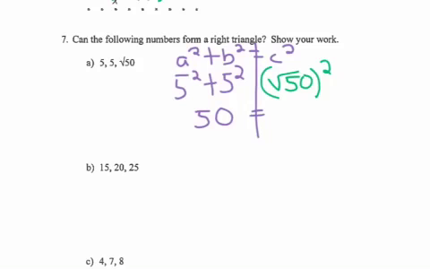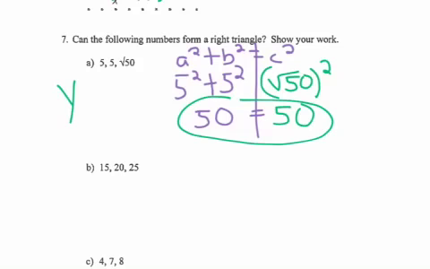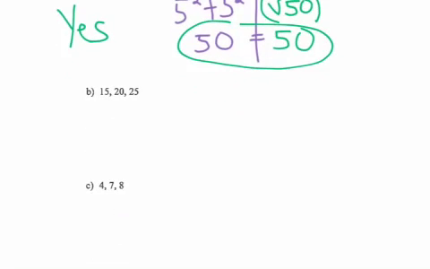And in my calculator, if I take the square root of 50 but then square it, the square root and the squaring cancel each other out. Or if you plugged it in your calculator like that, you would get 50. Since these both match up, yes, this would form a right triangle. Why don't you try to do B and C on your own, and then you can press play when you're ready to check your answers.